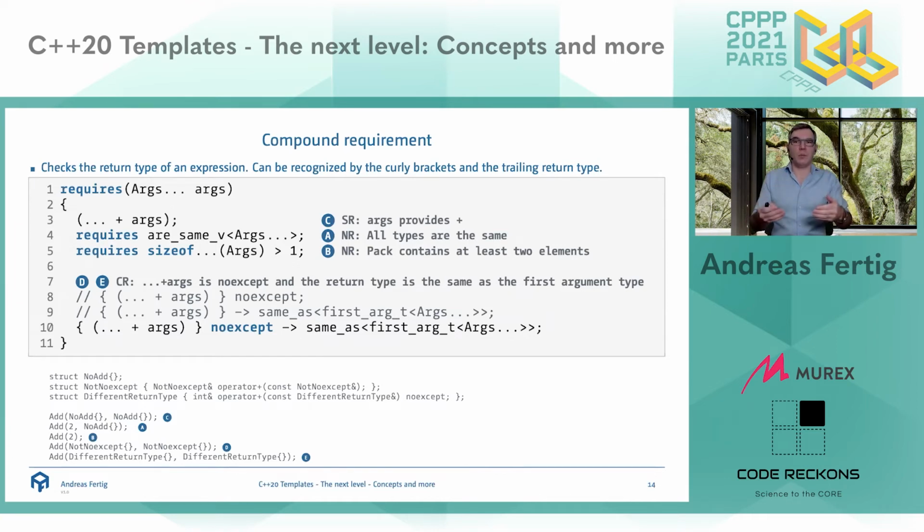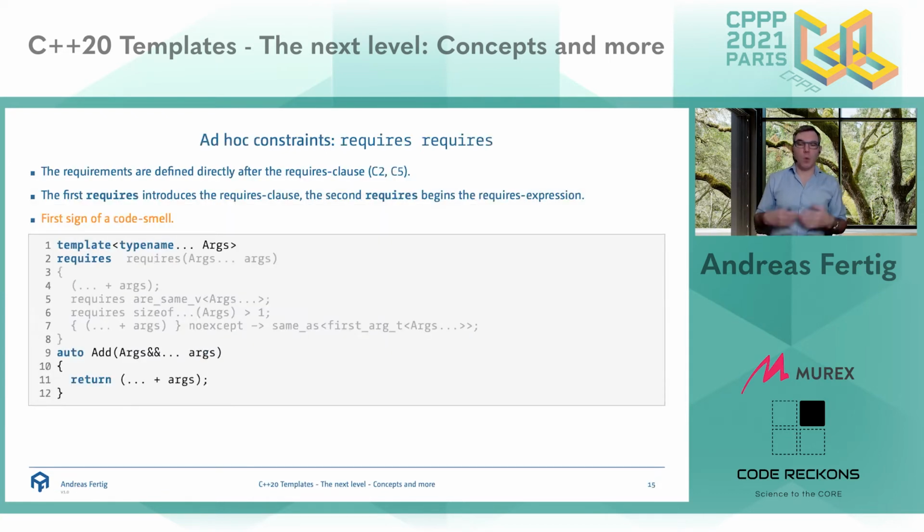You can do this in 2 steps. That's what the comments in line number 8 and 9 show. You can simply only check for the noexcept-ness of this expression, or you can only check for the return type of this expression, okay? Now our remaining requirements D and E are checked as well. So all our requirements for add are now checked. That's great. Now let's piece the pieces together.